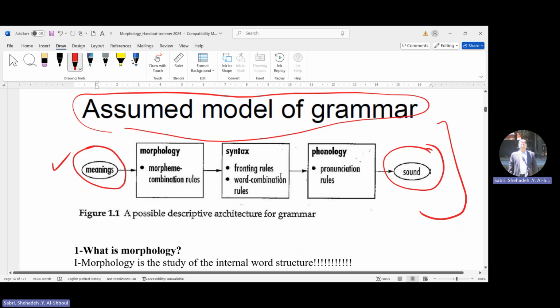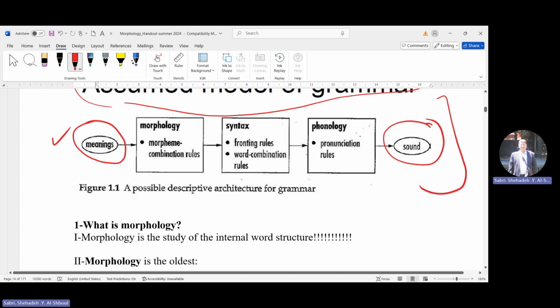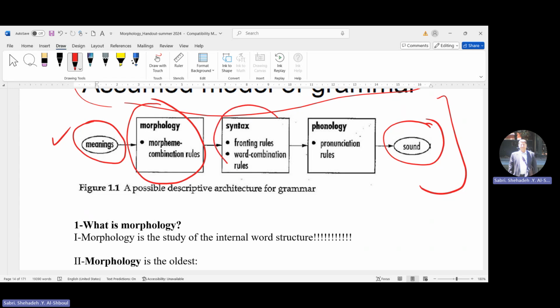And it involves three main or key components. The first component is morphology here. The second component is syntax. And the third component is phonology. Each of these components plays a crucial or important role in structuring linguistic expressions, ensuring that abstract semantic representations are ultimately realized as spoken or written forms.